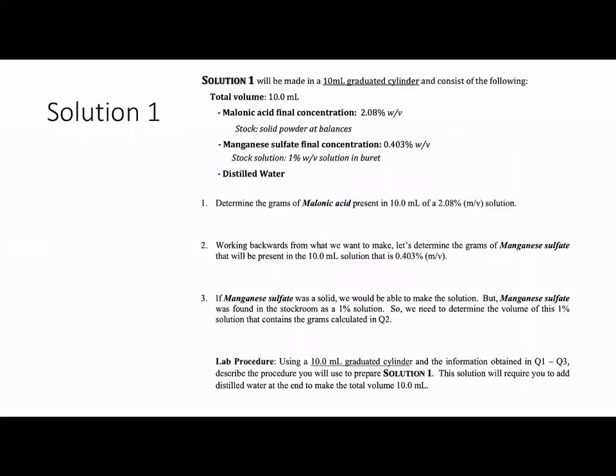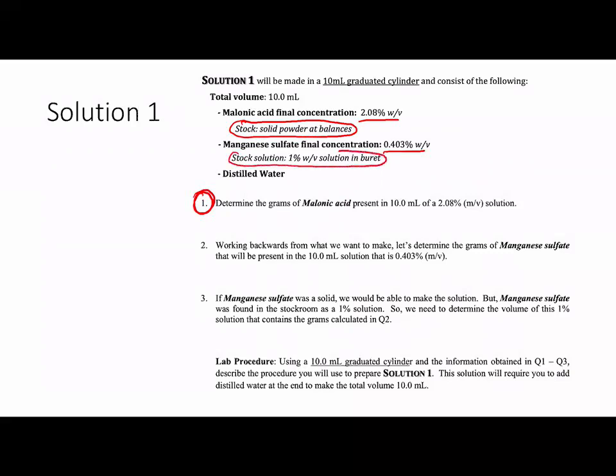All right, so if we look at solution 1 in detail, let's see what it contains. It contains 2.08% weight over volume malonic acid and 0.403% weight over volume manganese sulfate. Now, the way that you dispense the malonic acid is you're actually going to weigh this on a balance, because this is a solid powder. In number 1, you will calculate how much of this powder you need to weigh. The manganese sulfate, on the other hand, is actually a solution that we've put in a burette, and this solution is 1% weight over volume.